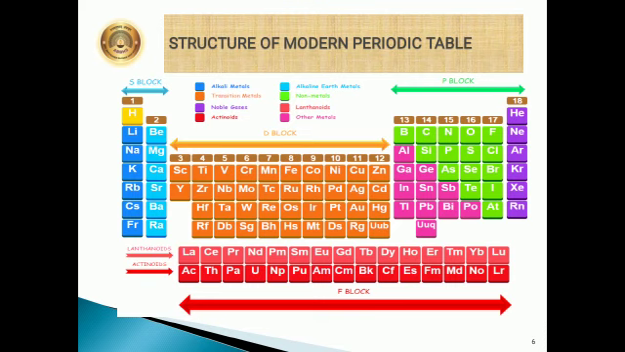A zigzag line can be drawn in the P block of the periodic table. The 3 traditional types of elements can be clearly seen in the modern periodic table with the help of the zigzag line. The metalloids lie along the border of this zigzag line. All the metals lie on the left hand side of the zigzag line, while all the non-metals lie on the right hand side. Group 18 contains the inert gases and group 17 elements are called the halogens.